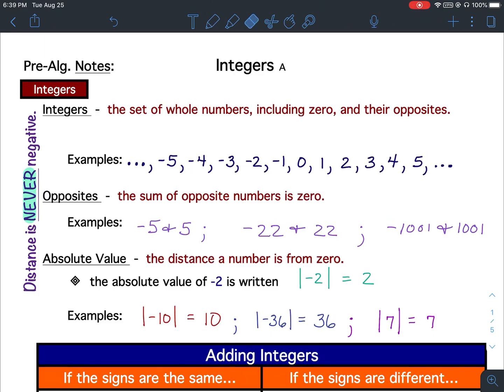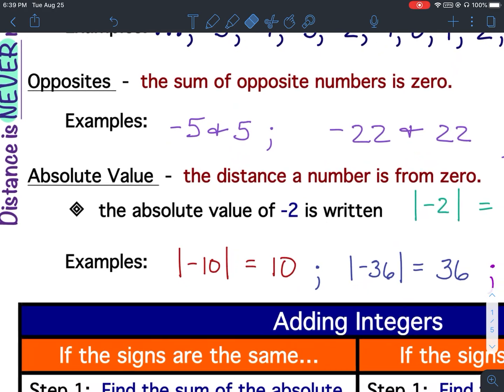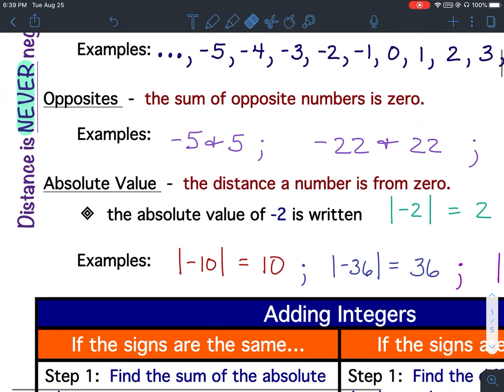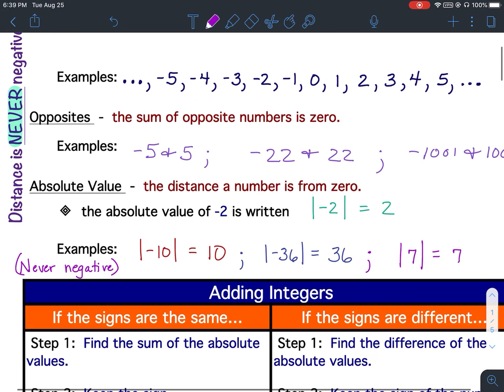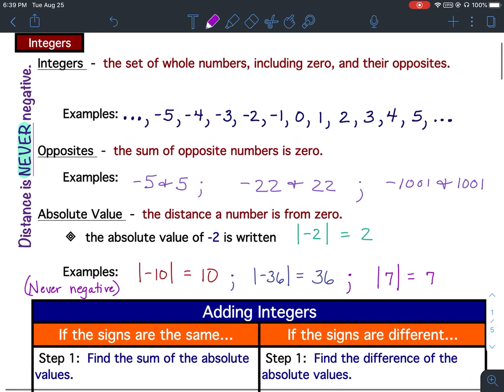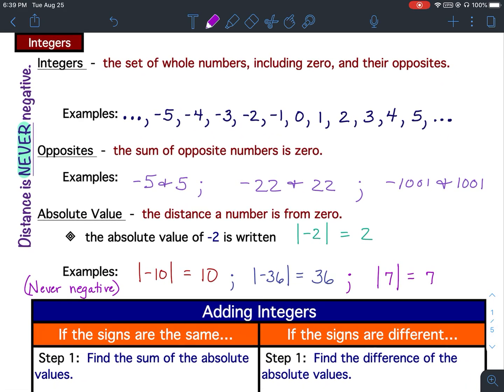So one more thing I would like you to add here, underneath the word examples, I want you to put that it's never negative. So absolute value is never negative. Let's put that in parentheses. Absolute value is never negative. All right, that's the definitions. If you didn't get anything written down, pause your video, get everything written down.